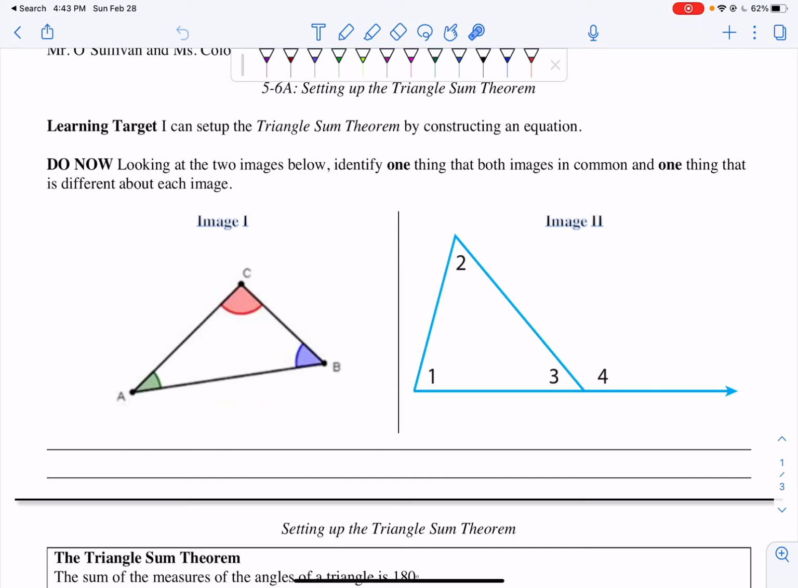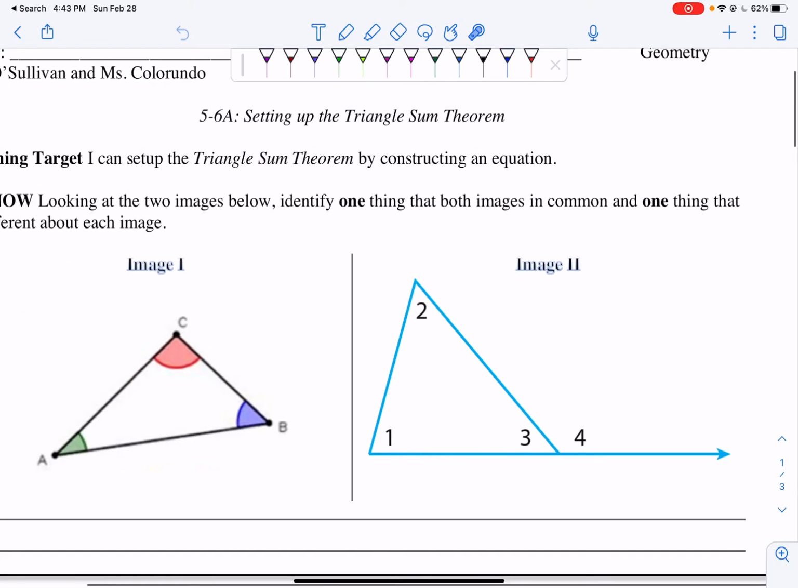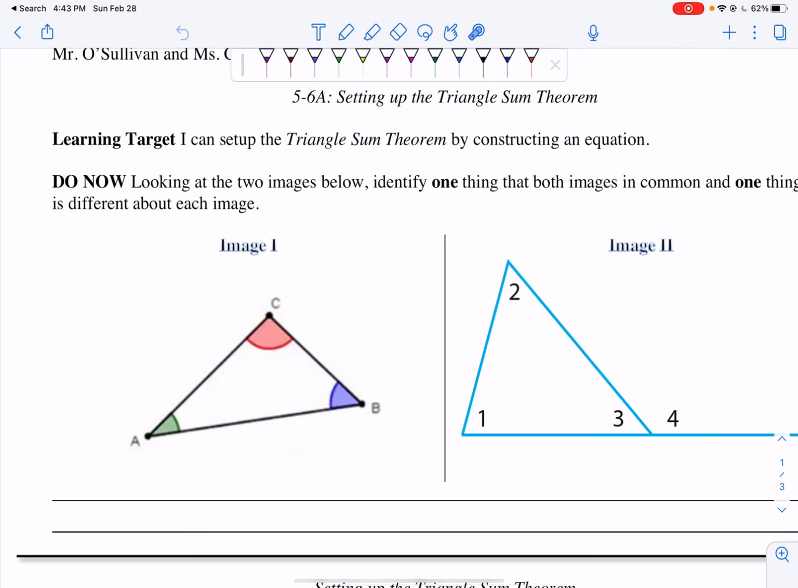So if you answered the do now, you might have said that they are both triangles. And one thing that is different is that in image number 2, this is extended. I have an exterior angle. I have an exterior angle at angle number 4. And if you look here, I just have a regular triangle with nothing drawn on the outside.